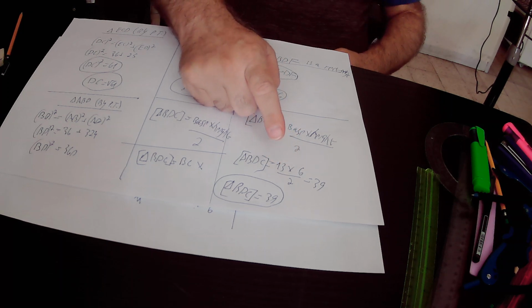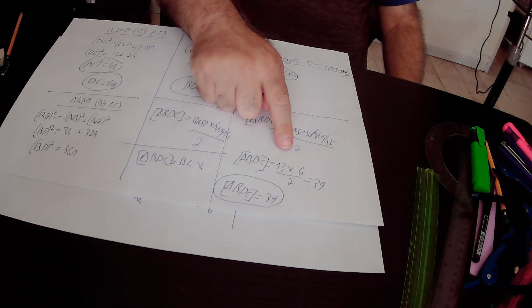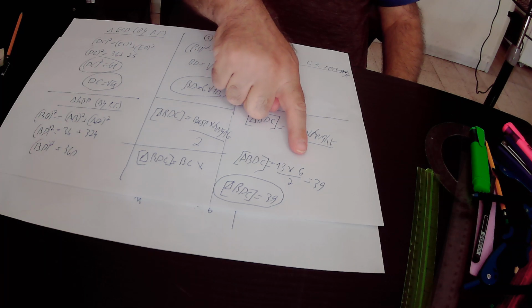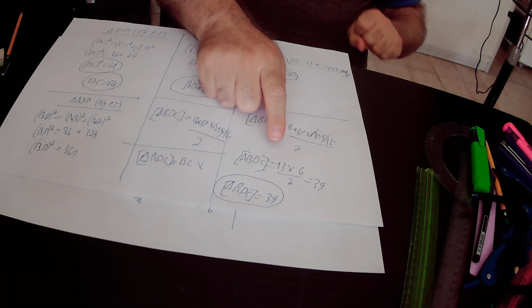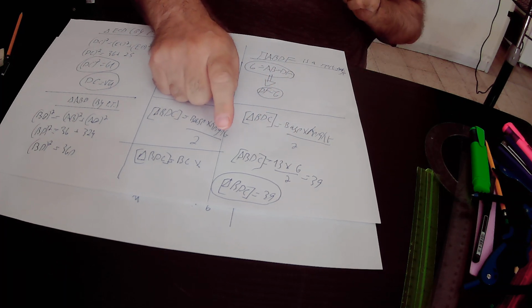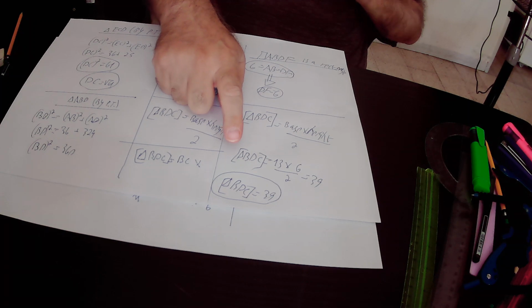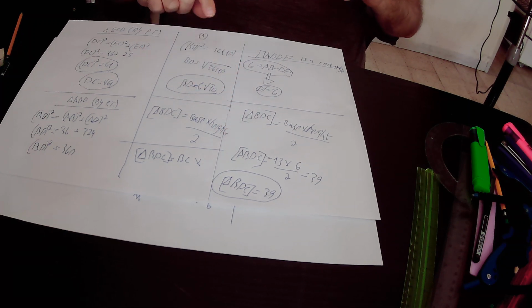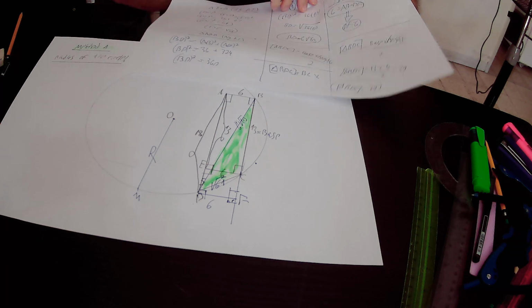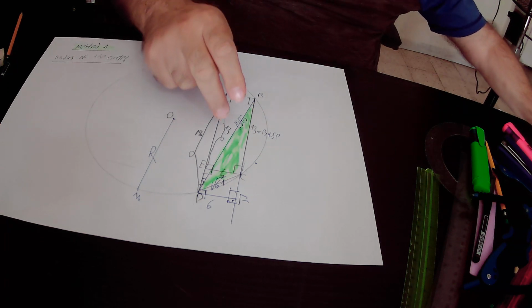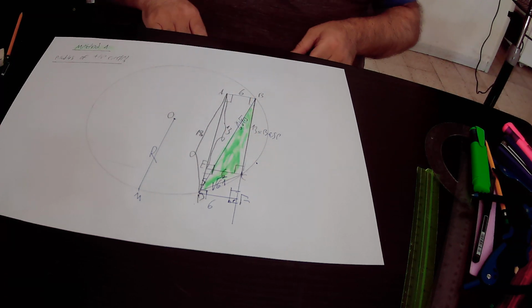6 over 2 is 3, so in total this expression equals 13 times 3. 13 times 3 is 39. In conclusion, we found that the area of the green triangle BDC equals 39 square units. Okay? The area of this green triangle equals 39 square units.